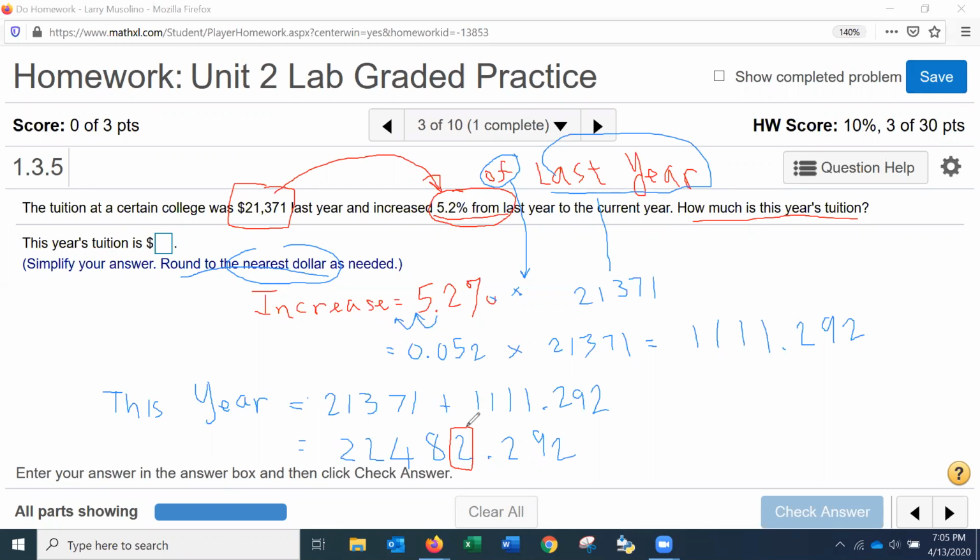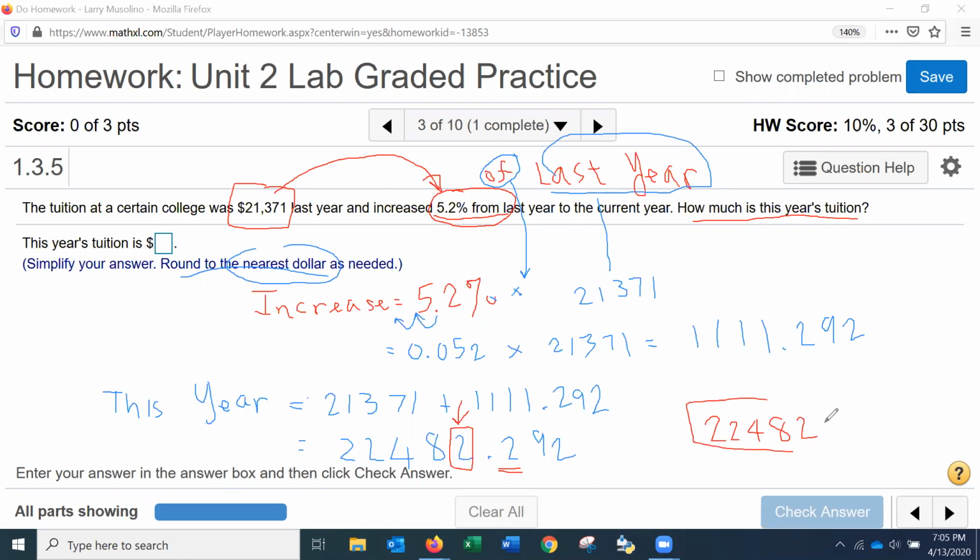But remember, if you want to round a number, you got to look over to the right to make your decision about rounding up, rounding down. When I look over to the right, I see the number 2. That tells me to round down, which means leave this 2 in the red box as is. So my final answer here is going to be $22,482.